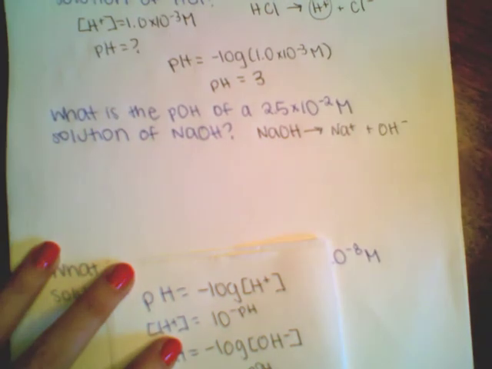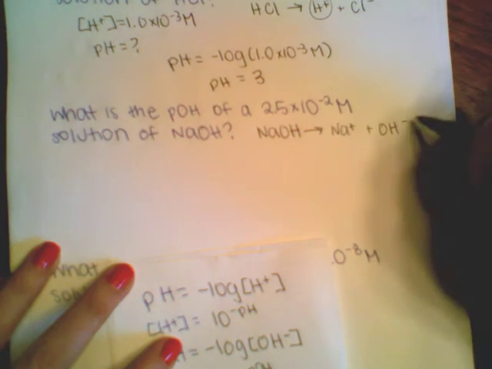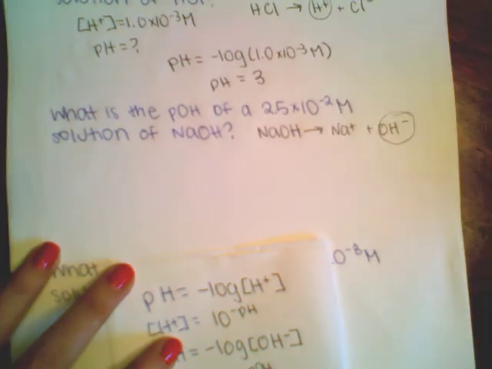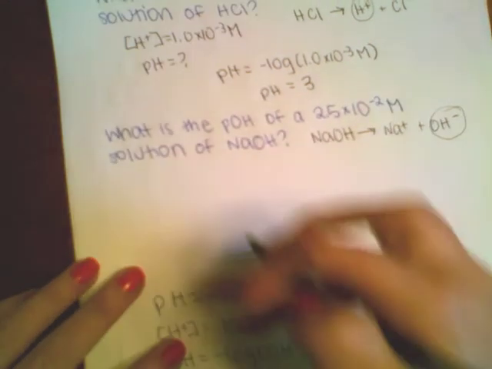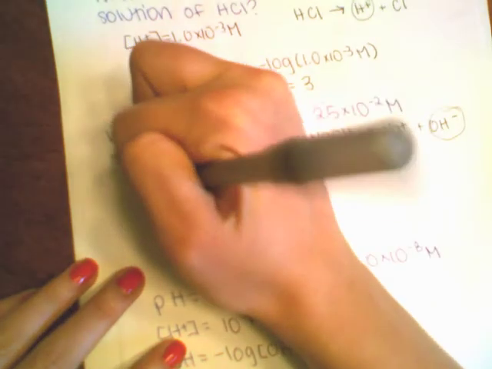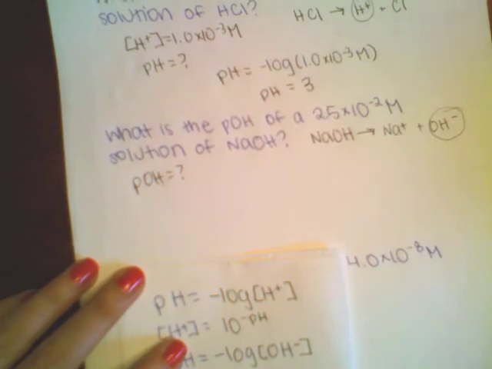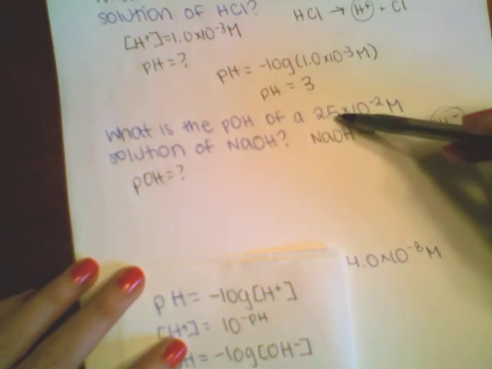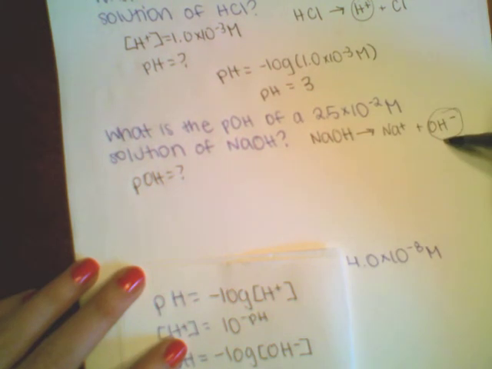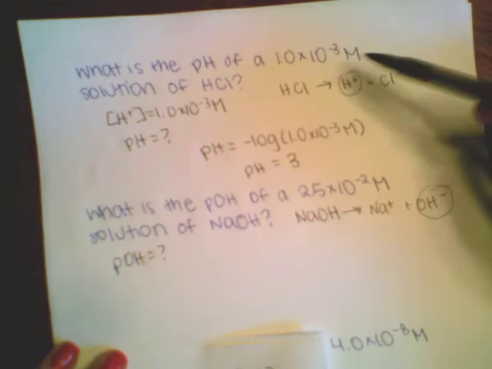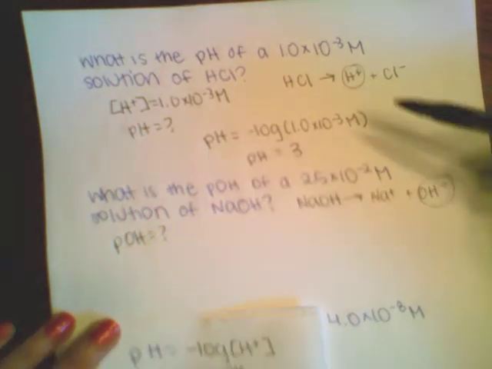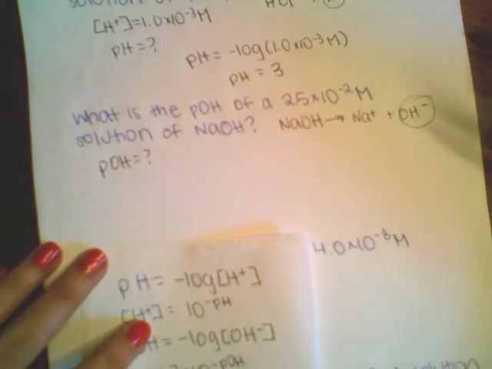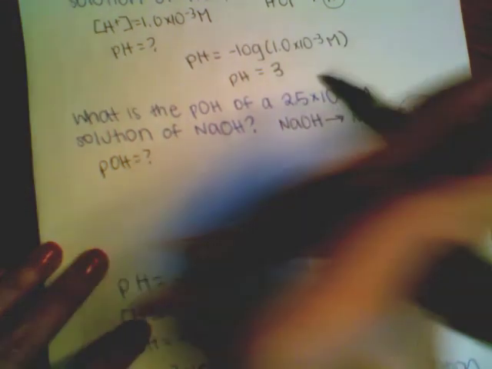So by definition, this would be considered a base because it's going to increase the concentration of hydroxide if we put it into a solution. We are asked to find pOH, and we were given the concentration of a strong base. So that means that this concentration is also the concentration for hydroxide. If you have the concentration of a strong acid, that is the hydrogen ion concentration. If you're given the concentration of a strong base, that is the hydroxide ion concentration.